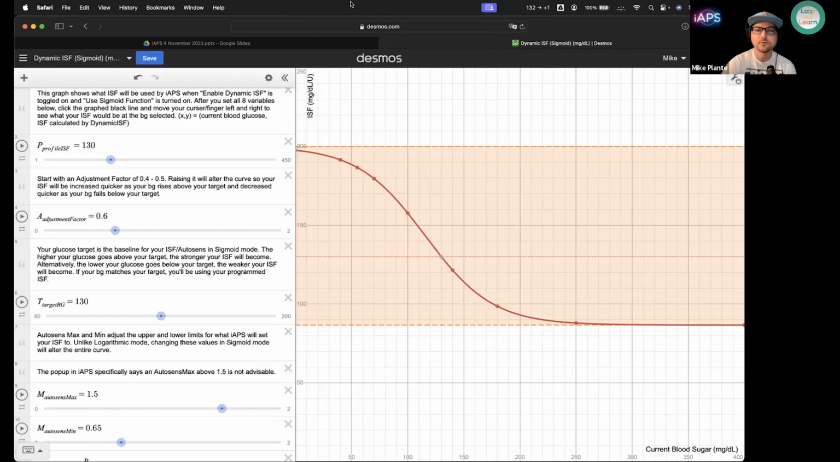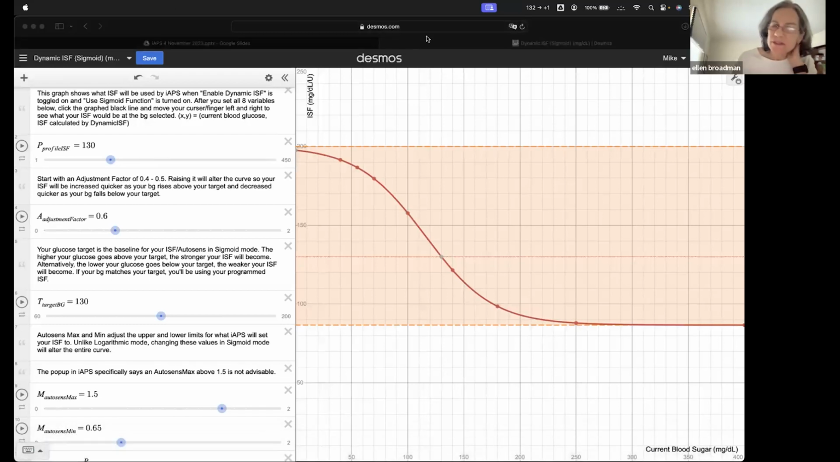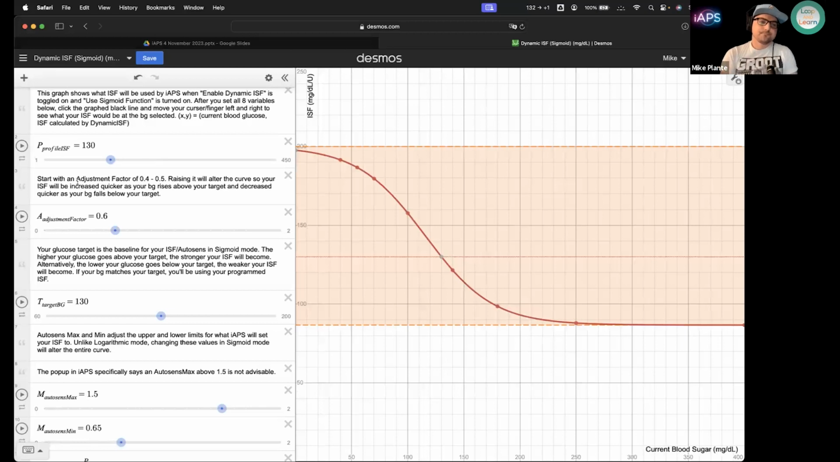Any questions on Sigmoid? There's so many factors here that you can adjust. Do you have any thoughts on which factors you would start with if you were having issues? You should be mostly focused on your profile ISF; that's kind of the main thing to go after. After you get all the other settings right, then digging into a lot of these other settings is more of just tweaking a little more.